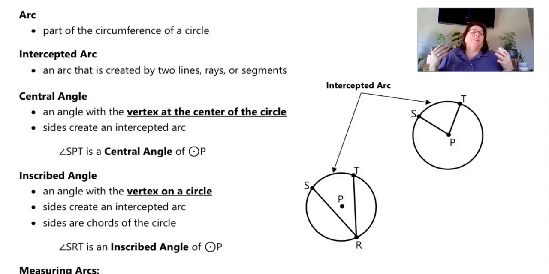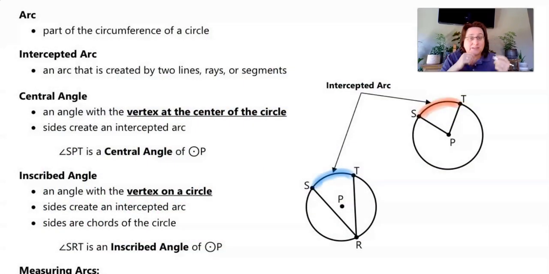But first, let's talk about what is an arc. Hey guys, an arc is part of the circumference of a circle. An intercepted arc is an arc that is created by two lines, two rays, or two segments. Let's regress here for just a second. An arc is part of a circle. Well, guys, isn't your protractor part of a circle? Because if you put two of these together, wouldn't they make a full circle?